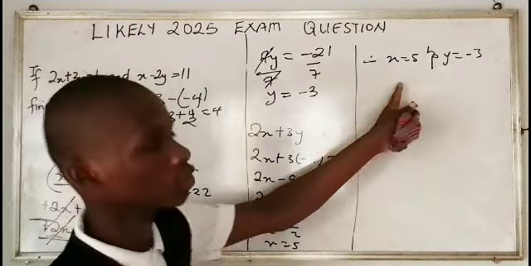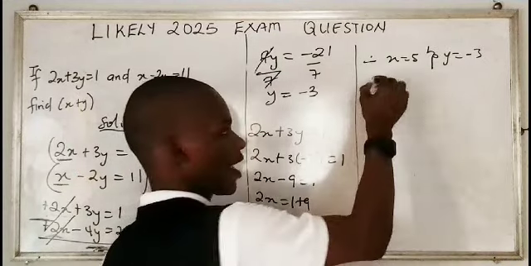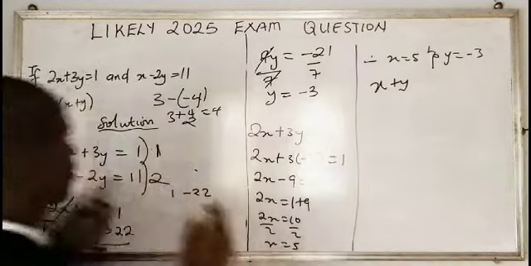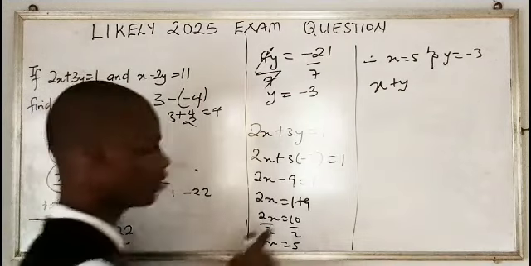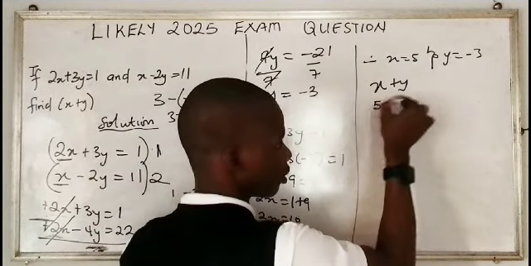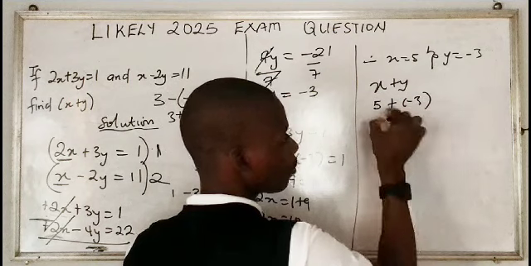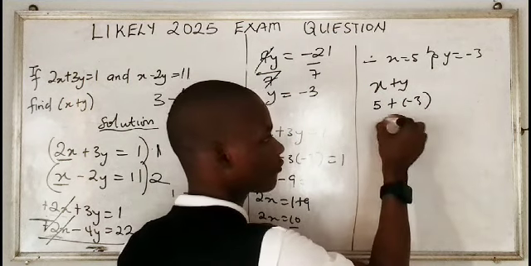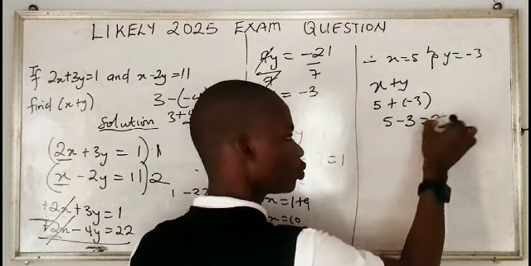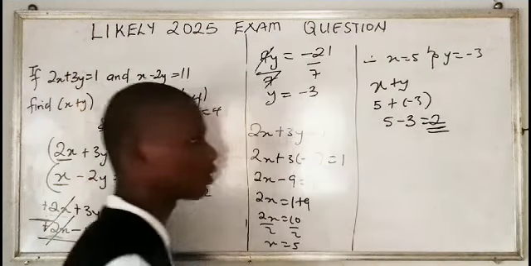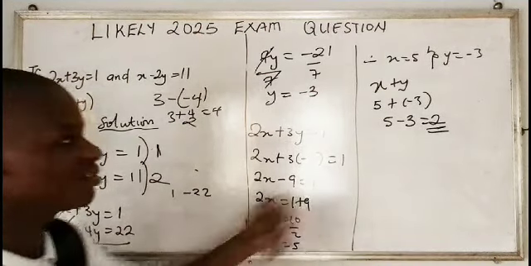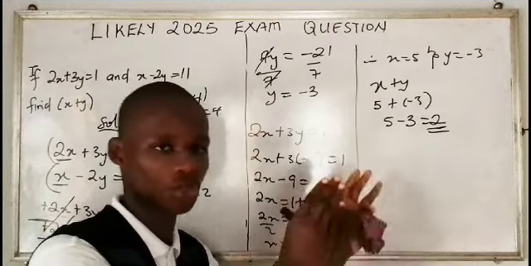However, this was not what they asked us. They say we should look for x plus y. I believe you remember that, right? So now the value of x is 5 plus minus 3. Plus times minus will give us minus. So we have 5 minus 3, which is equal to what? 2. So 2 is our final answer. Alright? So that is that for the elimination method of simultaneous equations.